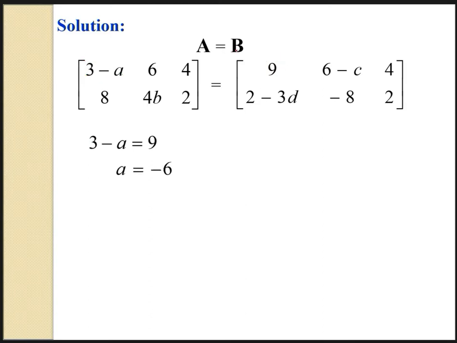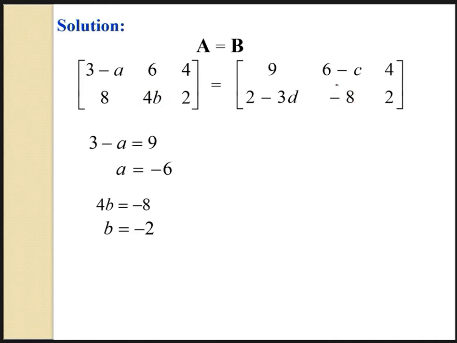Next, to find the value of B, B is situated here in matrix A, which is in the second row and second column. That means we have to compare with the second row and second column element of matrix B as well. Equate them and you find your value of B, which is -2.